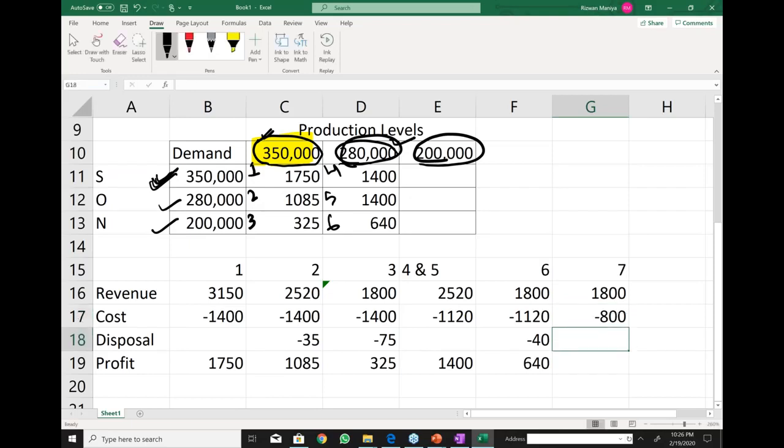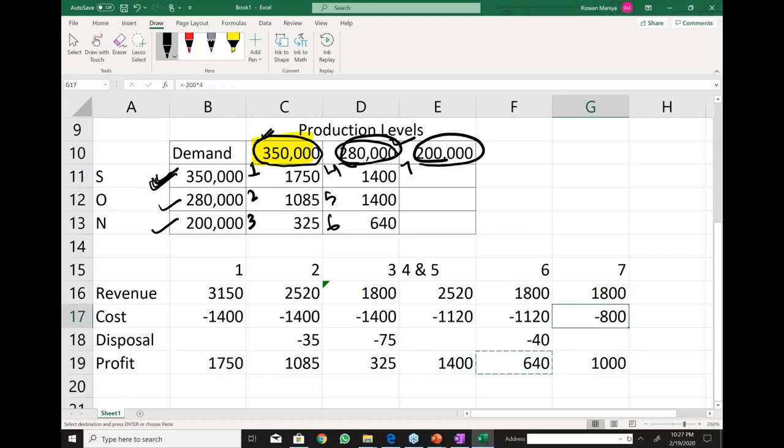Any disposals to be made here? No, because whatever you produced, 200, you sold. Applying the sum formula, the profit is 1000. Done with the seventh calculation? Yes.